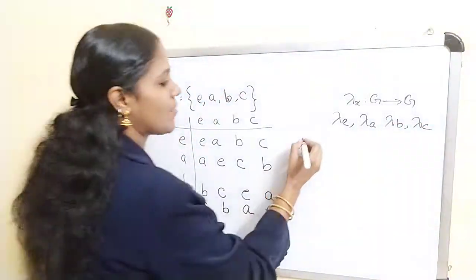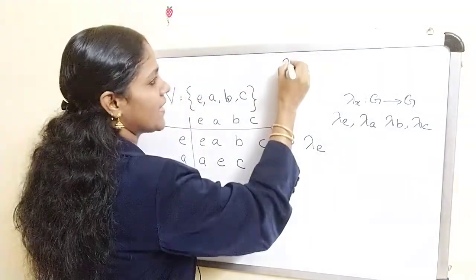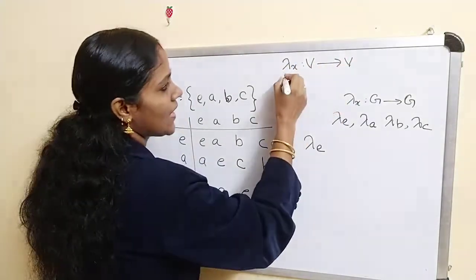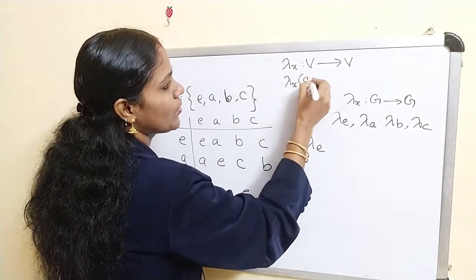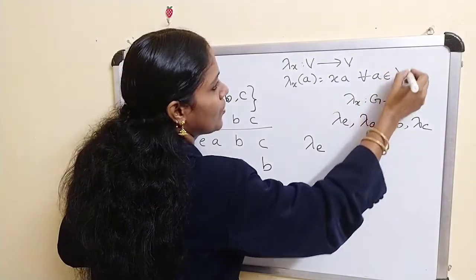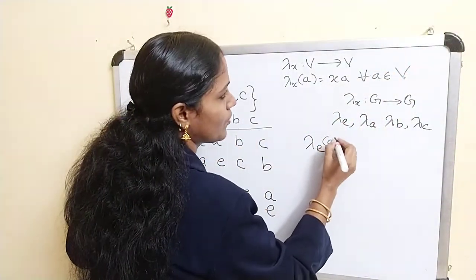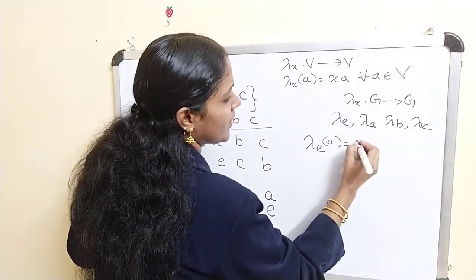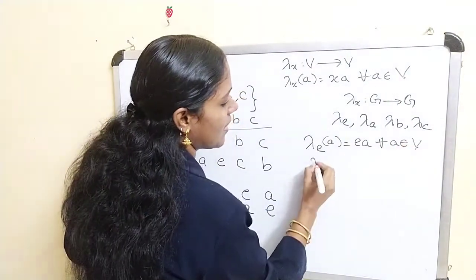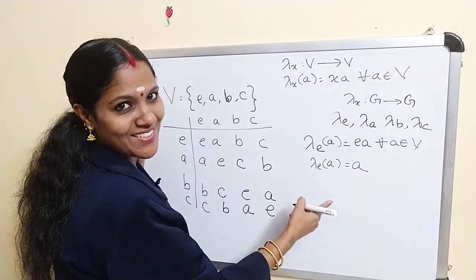Okay. Now what is lambda E? Sorry, what is lambda x actually? Lambda x is a map from V to V such that lambda x of a equals xa for every a belongs to V. So lambda E of a is equal to Ea for every a belongs to V. That is, lambda E of a equals a. This is the identity permutation, okay?